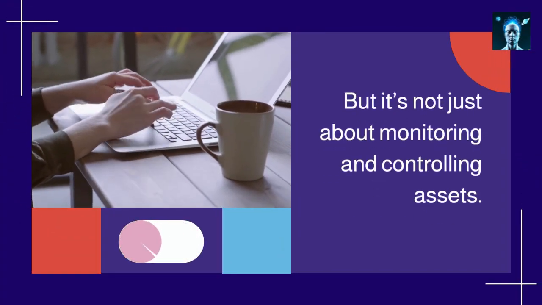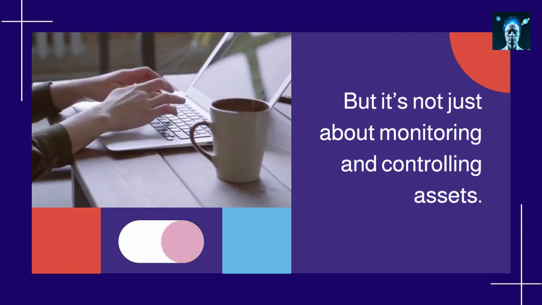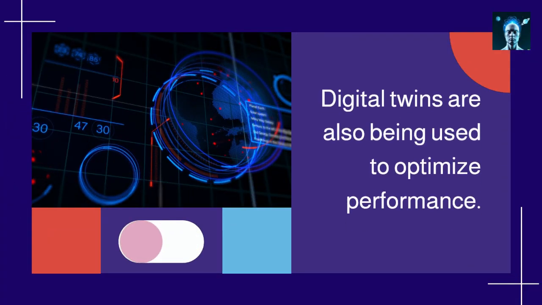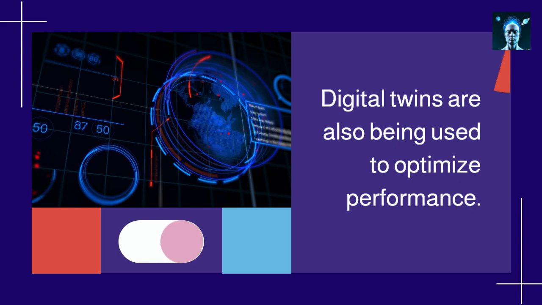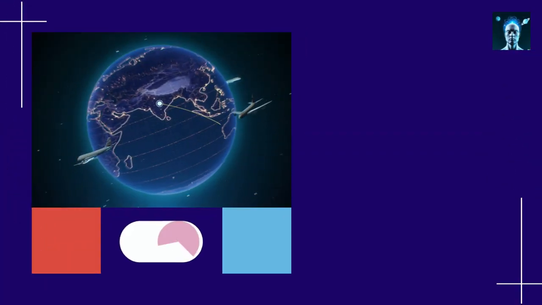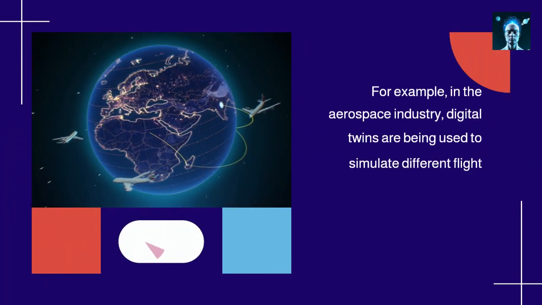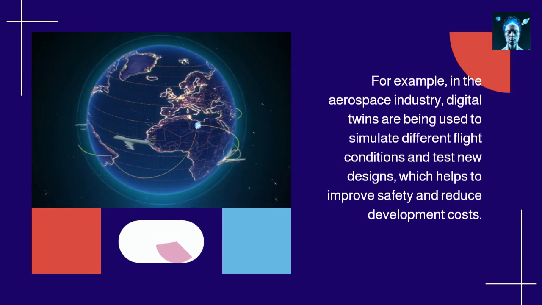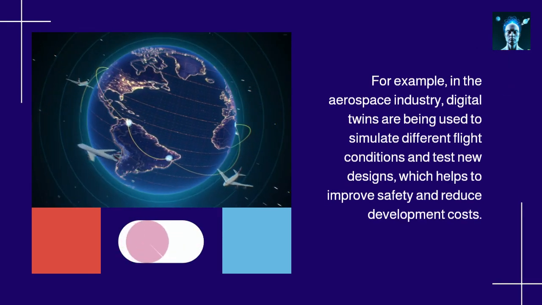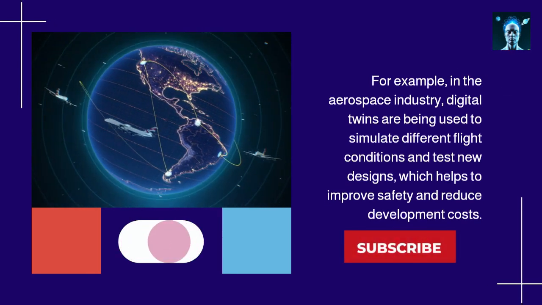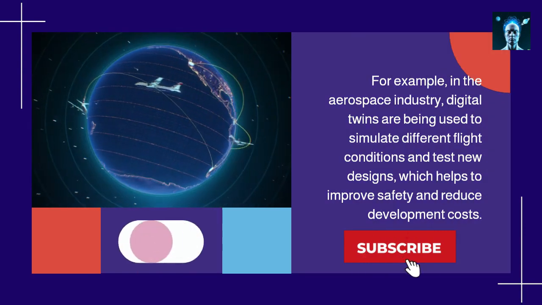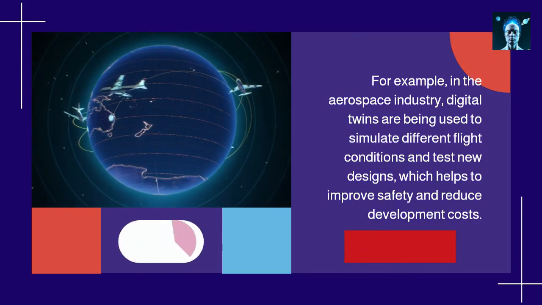But it's not just about monitoring and controlling assets. Digital twins are also being used to optimize performance. For example, in the aerospace industry, digital twins are being used to simulate different flight conditions and test new designs, which helps to improve safety and reduce development costs.